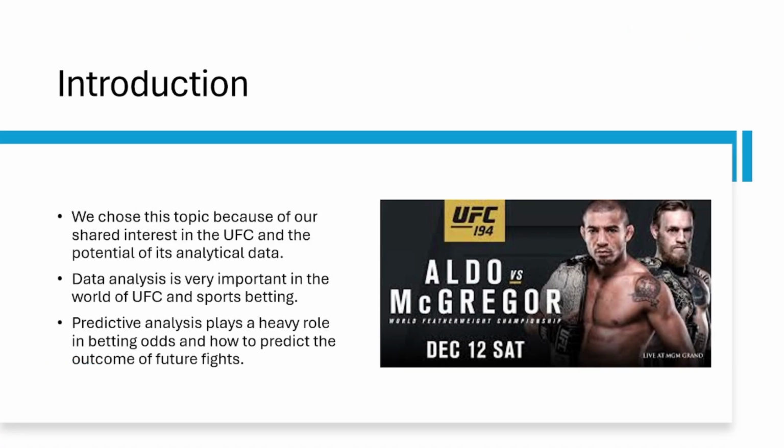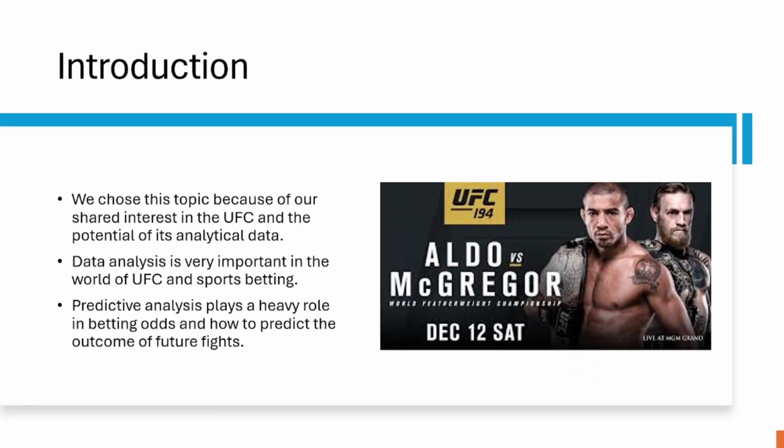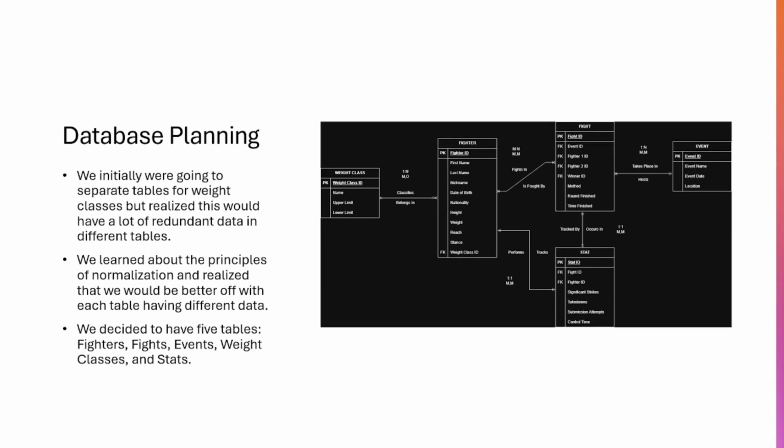A database is important for UFC statistics because predictive analysis plays a heavy role in sports betting. Weight classes contain fighters. Fighters fight in fights. Stats are tracked per fighter per fight, and fights take place in events.